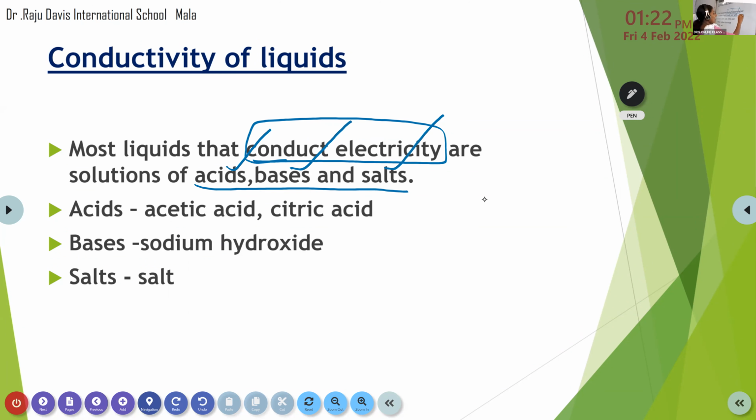Okay. So for this milk, does it conduct electricity? Is there any acid in milk? Which acid is present in milk? Anyone know? Lactic acid. Okay. So which acid is present in vinegar?